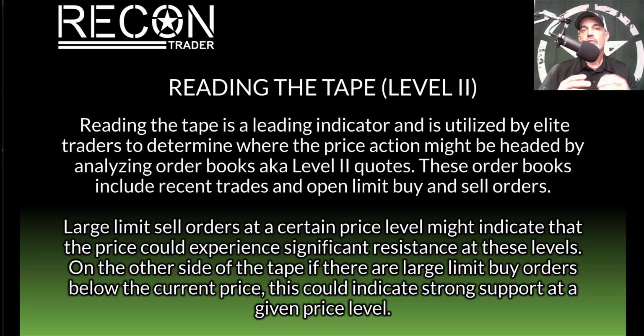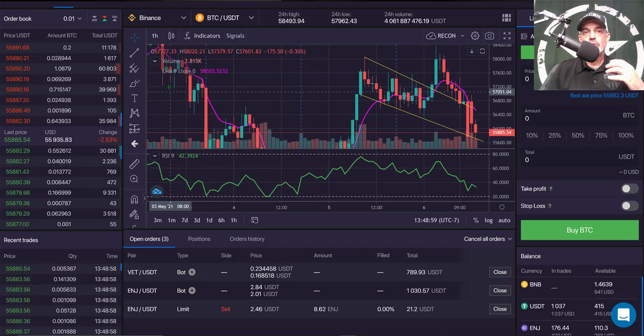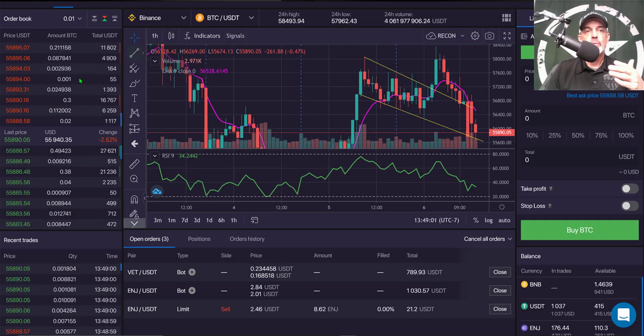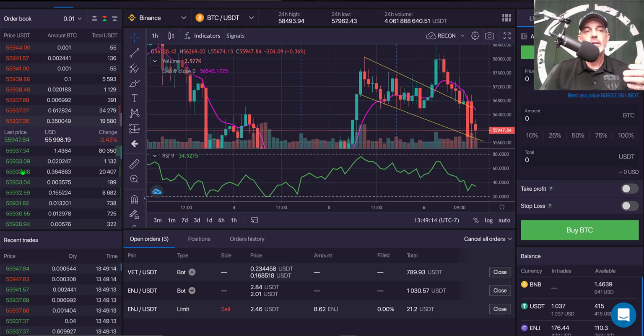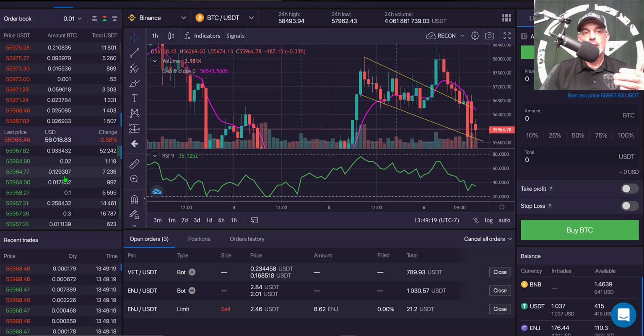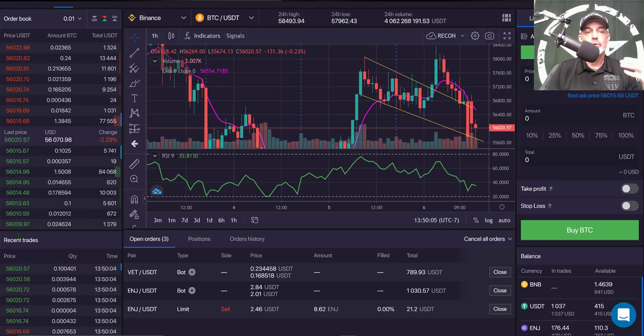Reading the tape is utilized by elite traders to determine where the price action might be headed by analyzing the order book, also known as level 2s. These order books include recent trades and open limit buy and sell orders. And so when you're trading on an exchange, the order book will include the limit sell orders, which are known as your ask, and the limit buy orders, which are known as your bid. And your level 2s will also include the recent trades, which are coming off of the order book.